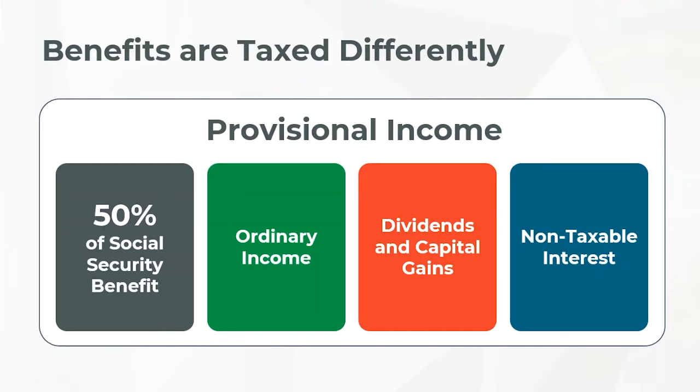Calculating the taxable portion of Social Security benefits is actually a two-step process. The first step is calculating your provisional income. Your provisional income includes 1/2 of your Social Security benefits, plus all other taxable income, including dividends, realized interest, and realized capital gains, plus any non-taxable interest earnings, such as that from municipal bonds.